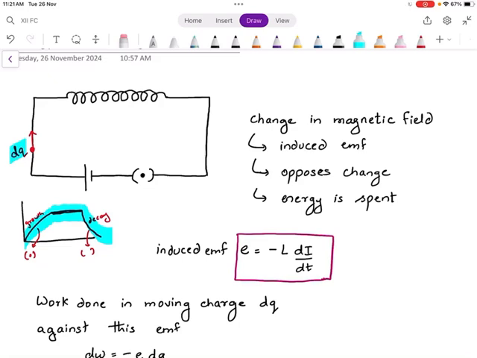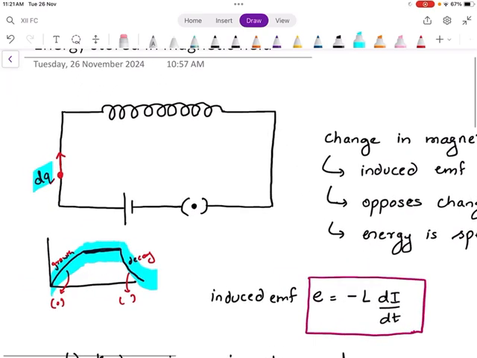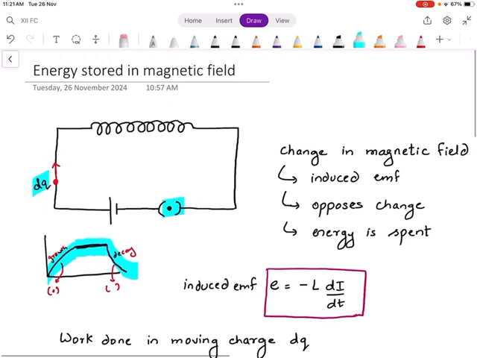So today we are going to see the energy stored in a magnetic field. We have seen that when you put the key in the circuit, the current will flow through the battery and through the inductor. I am trying to pass charges through the inductor. As soon as you put the key, the current does not go directly to a steady value, say I naught.